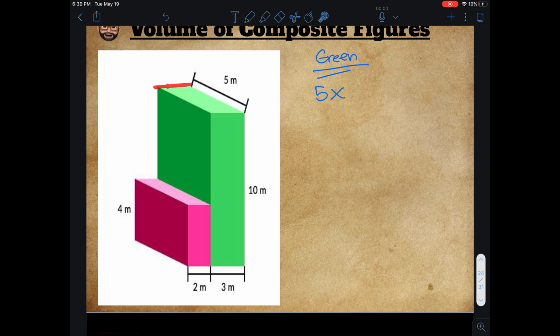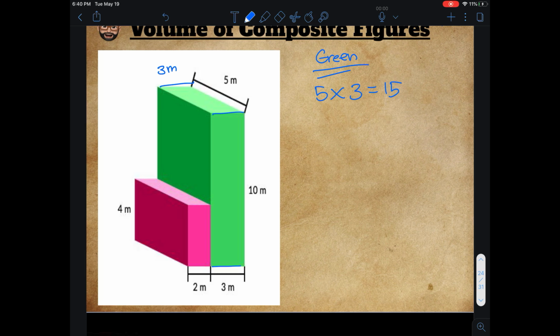If I look at this right here, this is the width, but this edge right here is also the width, and down here is the width as well. So if this is 3 meters, then this is 3 meters, and this is also 3 meters. The length is 5 meters and the width is 3 meters, so I'm going to multiply 5 times 3. That gives me 15.